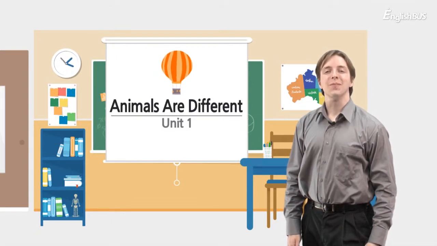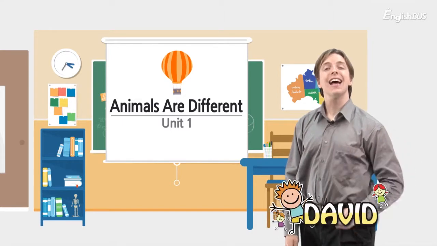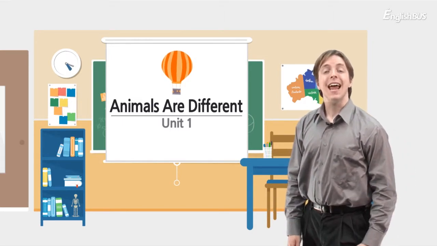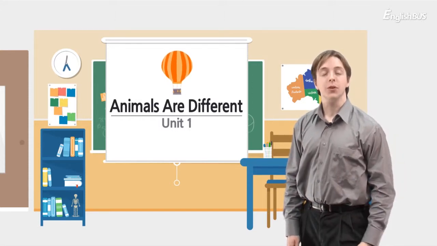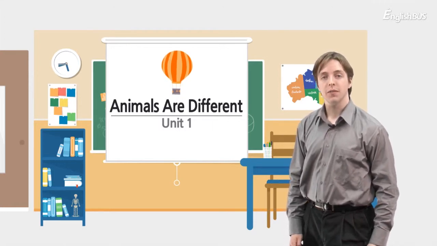Hello and welcome to Preschool Plus book number 4. I am David and I will be your teacher. Today we will look at unit number 1, Different Animals. This is on page 6 in your books.